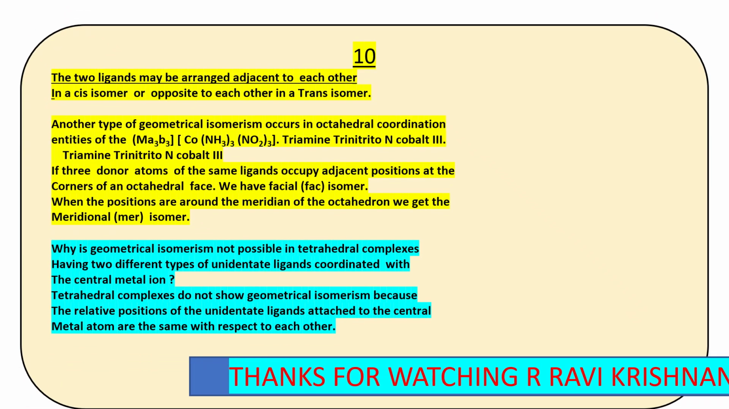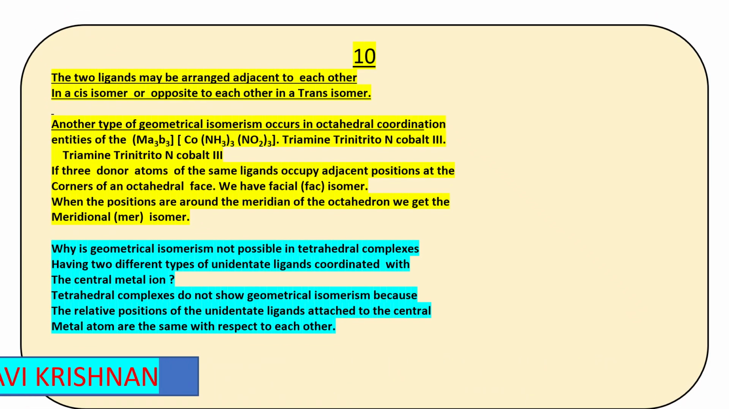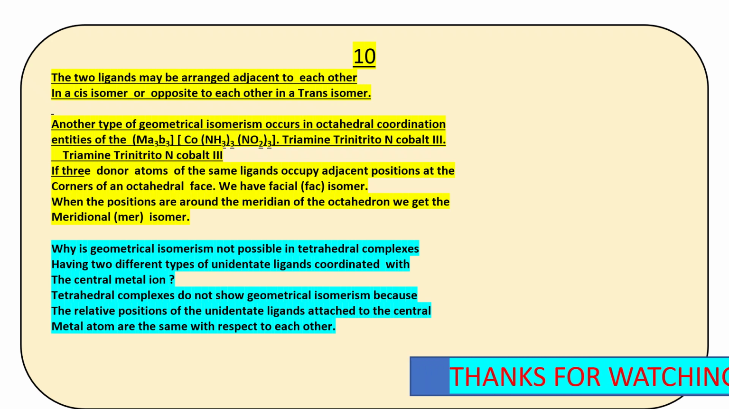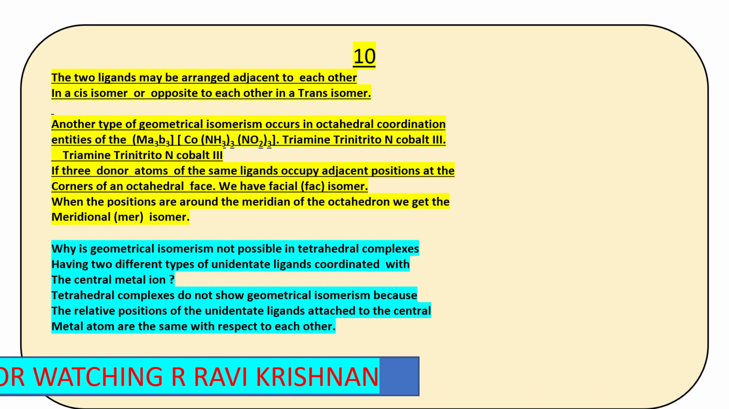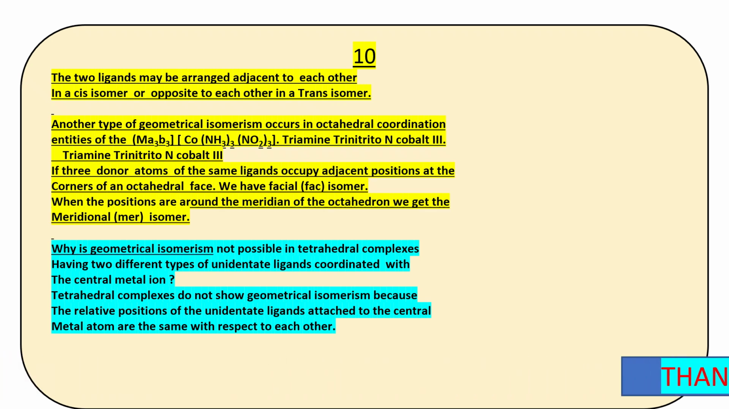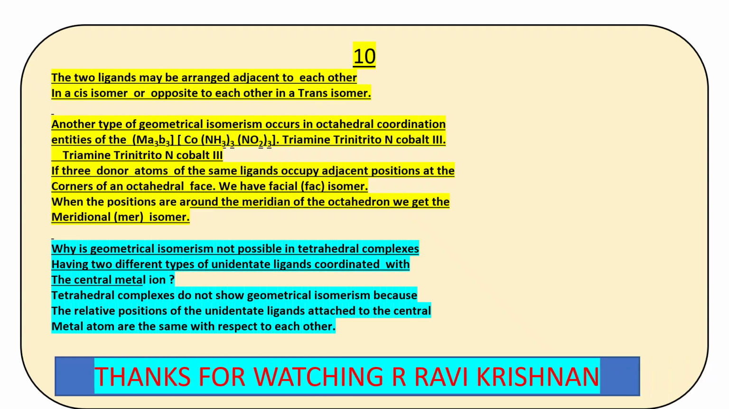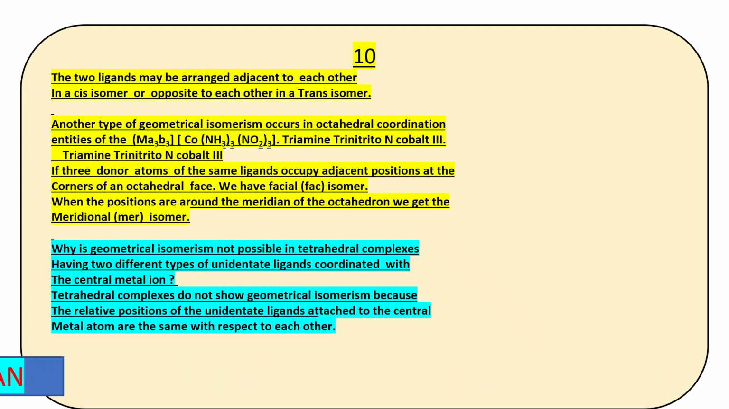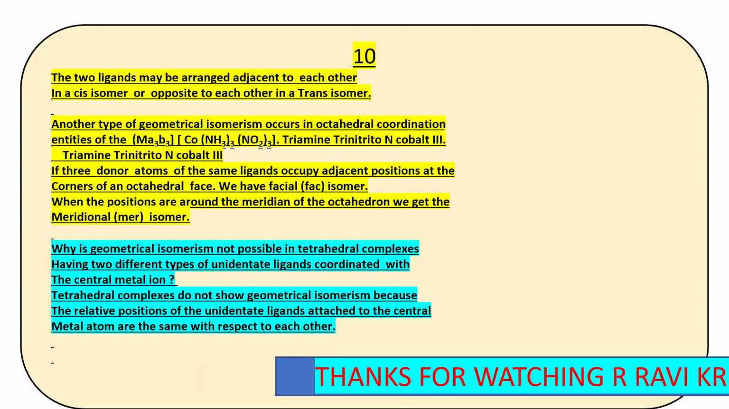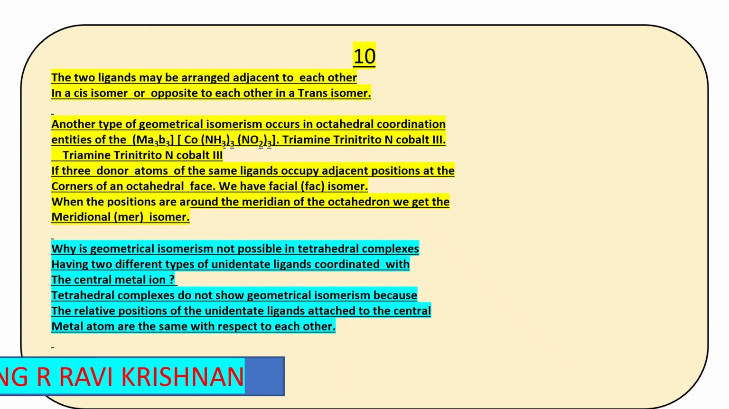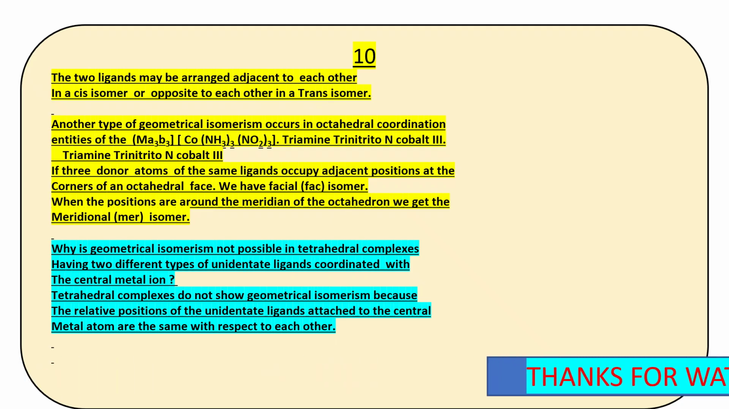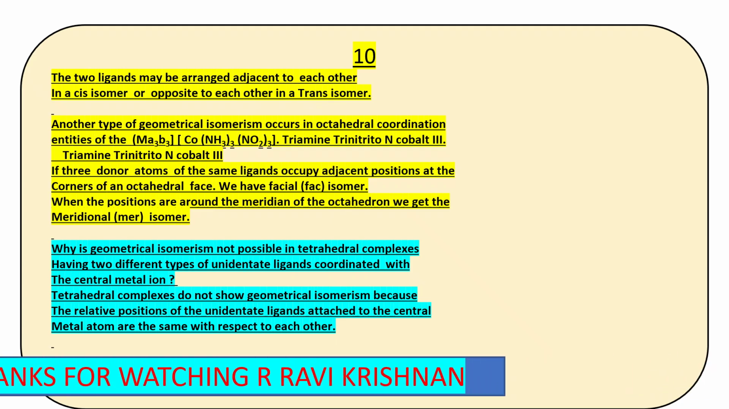The two ligands may be arranged adjacent to each other in a cis isomer, or opposite to each other in a trans isomer. Another type of geometrical isomerism occurs in octahedral coordination entities of the type triamminetrinitrito-N cobalt(III).